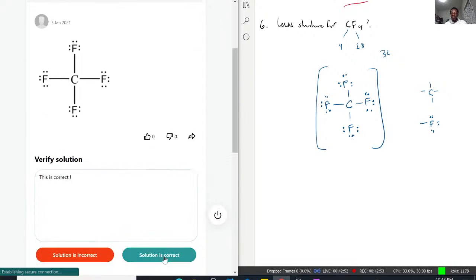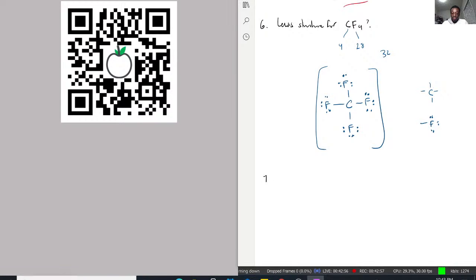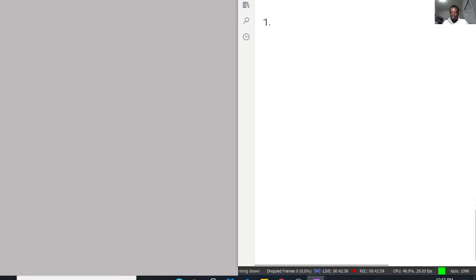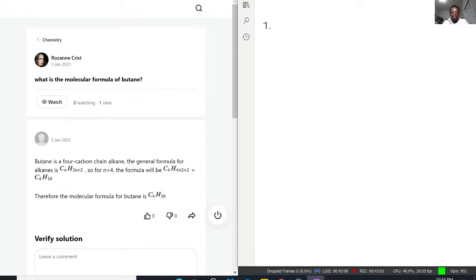And we can now safely move on to the next question. So question number 7, we have: what is the molecular formula of butane? I do wish you could not see what our colleague said, but we want the butane molecular formula.